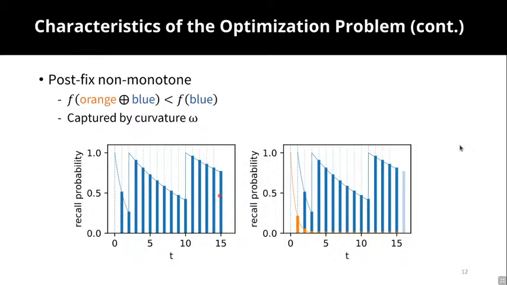But again, we can use another parameter to capture how much violation the objective function has with respect to the property of monotonicity. And we know that greedy works well for monotone functions. Hopefully if we capture how much violation the system has with respect to this monotonic characteristic, we can regulate the behavior of the greedy algorithm theoretically.